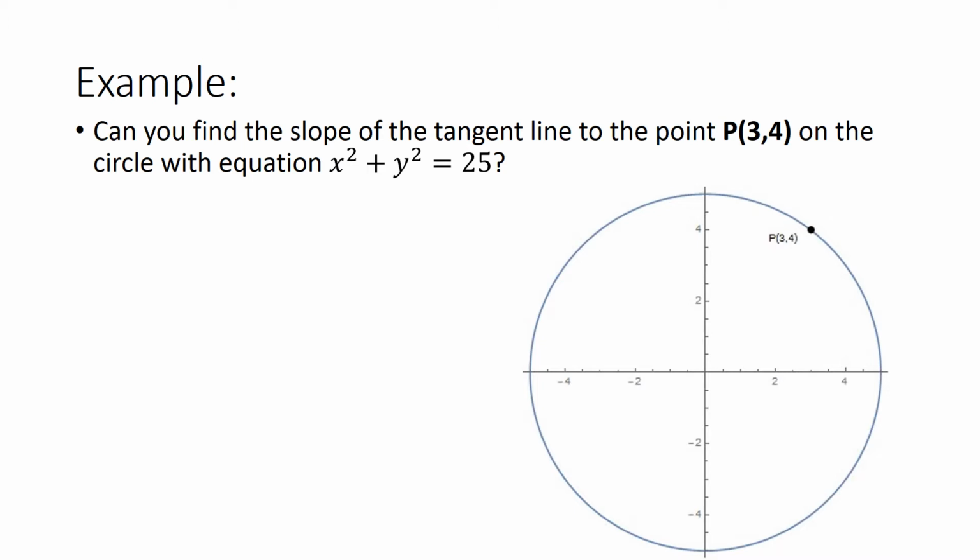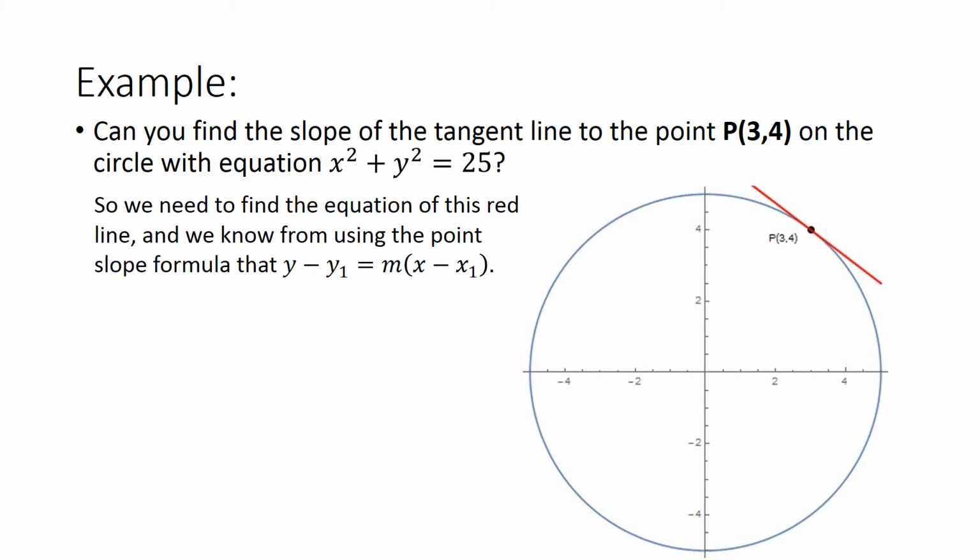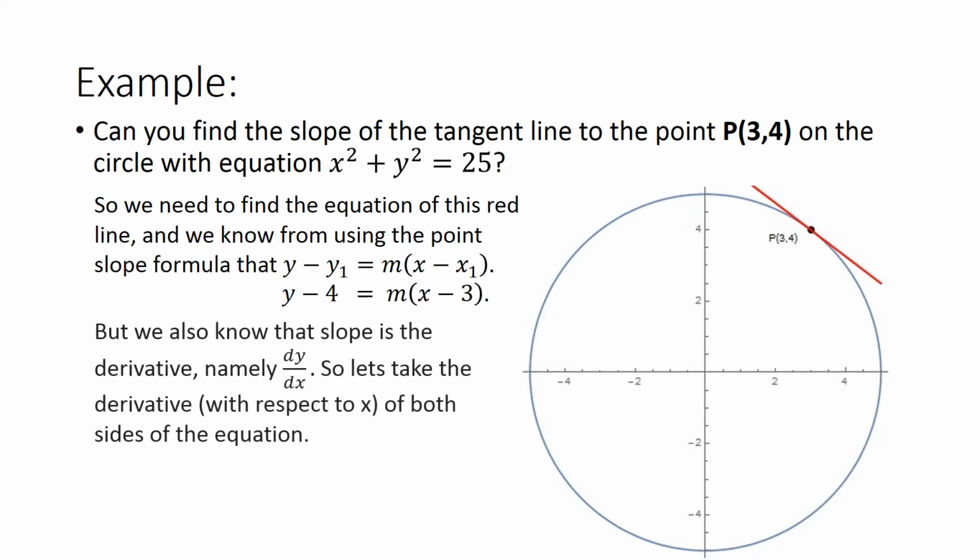So the question becomes, can I find the equation of this nice little red line right here, okay? And if I'm trying to find that, well, I already know the point coordinates. I know the x1 is 3 and the y1 is 4. So I know that y minus 4 is equal to m times x minus 3. So the question then becomes, can I find this slope? Well, we all know that slope is derivative. So we need to find this slope dy/dx.